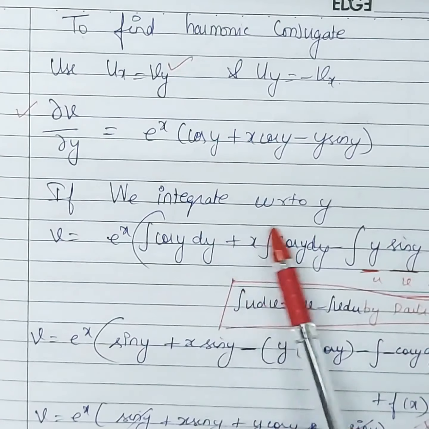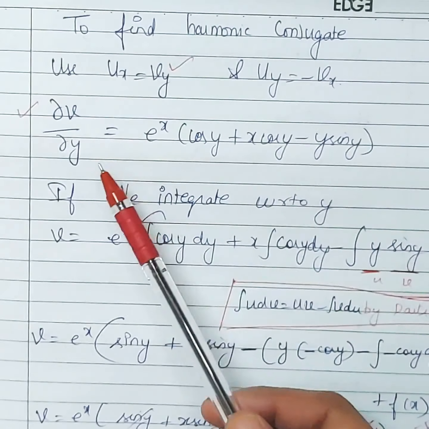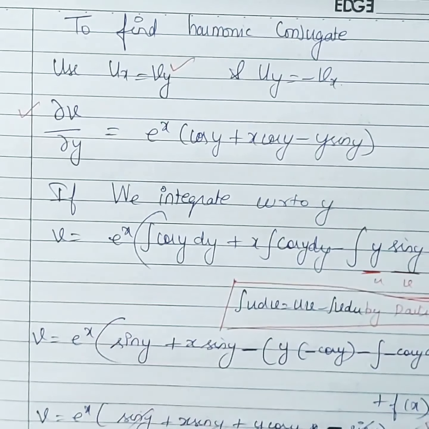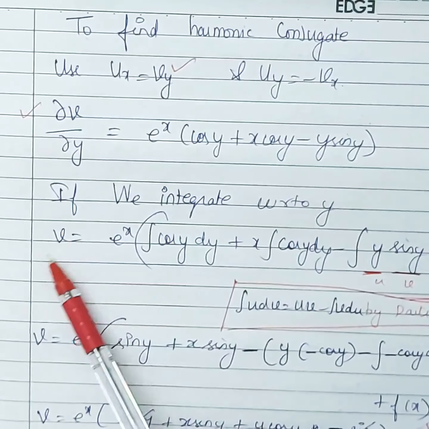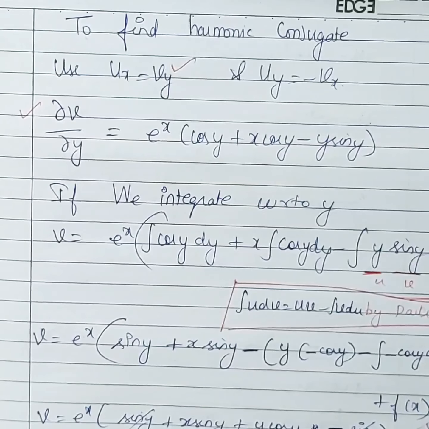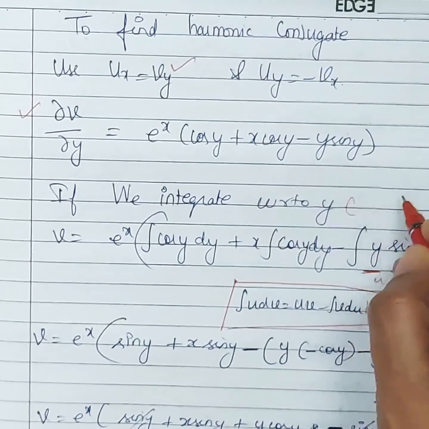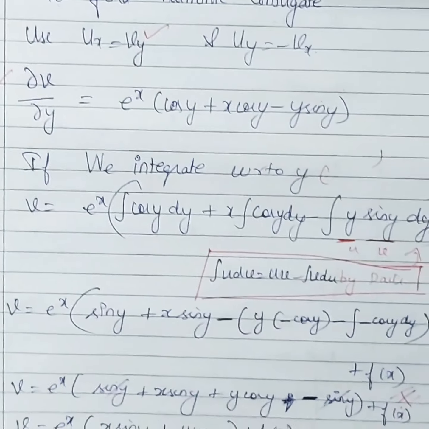Okay, so you have replaced ux by this term. Now if I integrate with respect to y, I will get v. But we are going to integrate partially, because del v by del y is there. Since we are integrating it partially, we will add a function of x. So we are going to integrate with respect to y, so we are going to add a function of x. Okay, so better you can mention we are going to add a function of x. Now see this carefully.